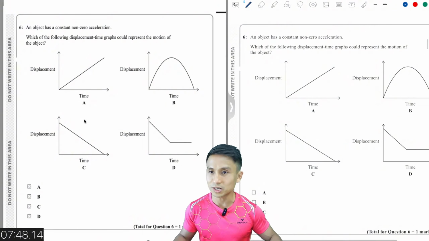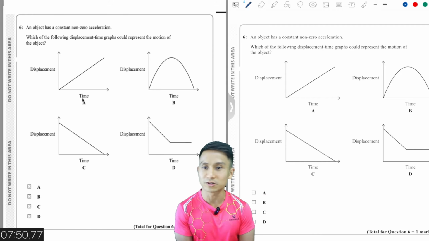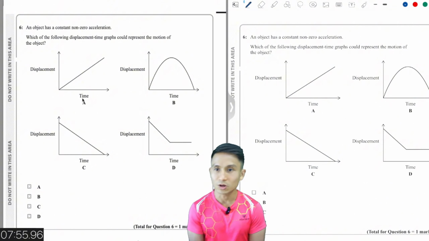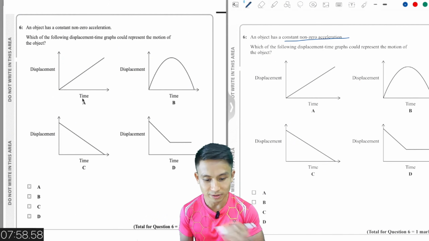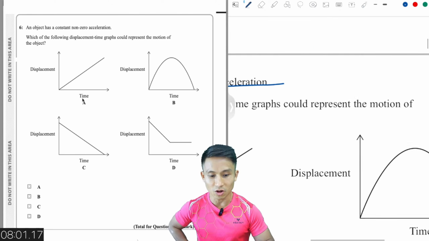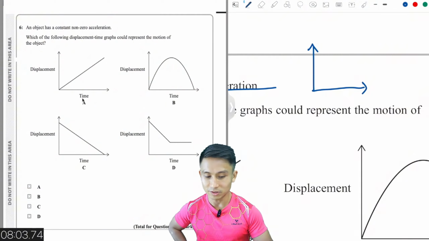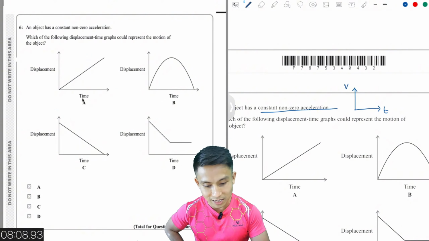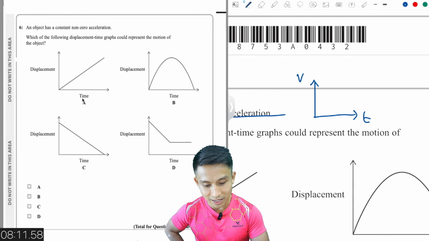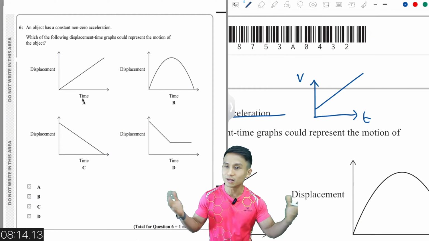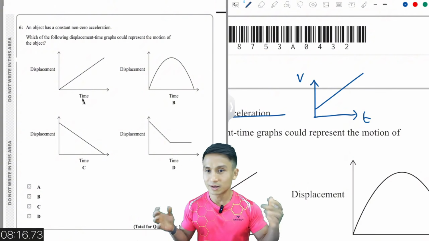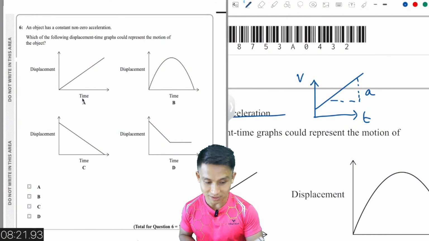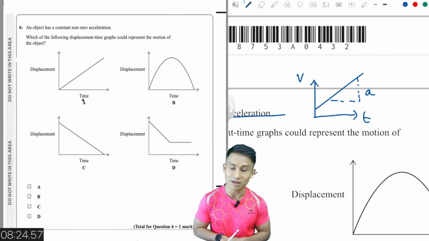Number 6, an object has a constant non-zero acceleration. Which of the following displacement time graphs could represent the motion of the object? Well, constant non-zero acceleration, right? So that means if we draw a VT graph first, well, it might be a good idea to just go step by step. So if we draw a VT graph, a constant acceleration would give something like this, depending on the initial speed. That would be the velocity time graph. It's going to go linear, right? Because the gradient, which is the acceleration, is a constant value, which is a linear equation there.